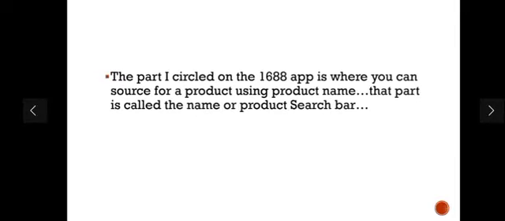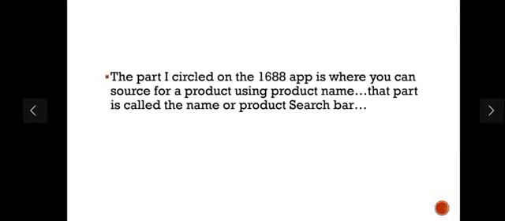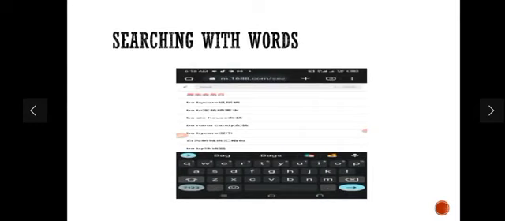So it's quite easy. I'm going to show you a video of it, so you watch, you practice, so you understand it better. The part I circled on the 1688 app is where you can search for a product using the product name. That part is called the name or product search bar. So this is a particular video that shows you how you can search with words. We're going to watch the video now so that you get a better understanding.